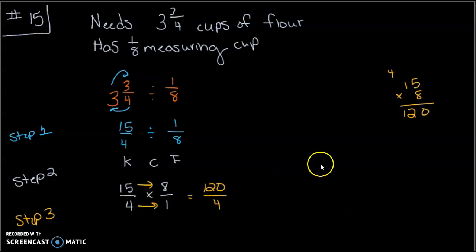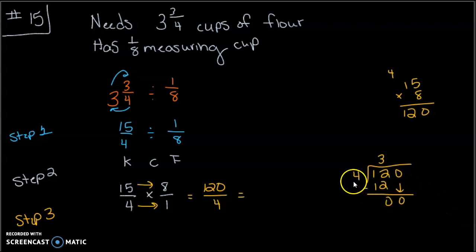And now if you were to put this into long division, we have to figure out how many times 4 goes into 120. 4 goes into 12 3 times, which is 12. Bring down our 0. And then 4 goes into 0 0 times, and there is no remainder. So your answer should be 30.